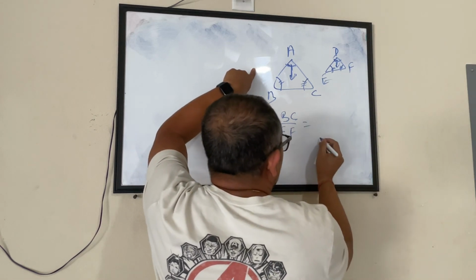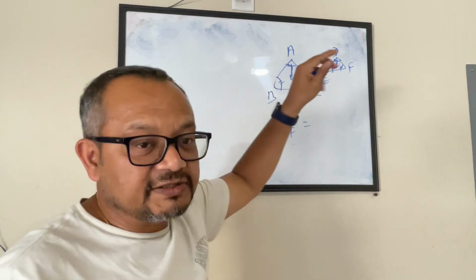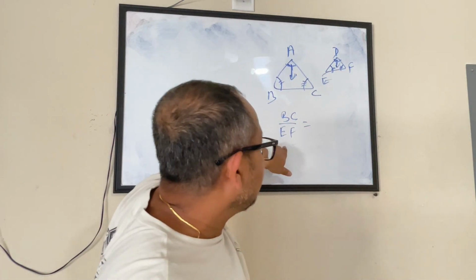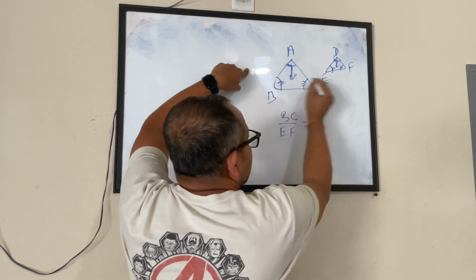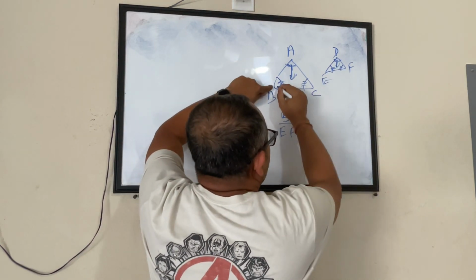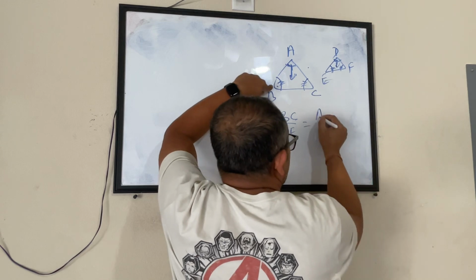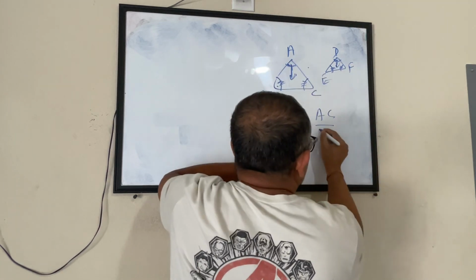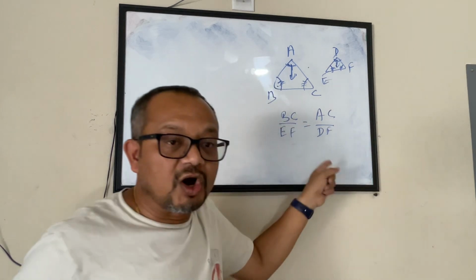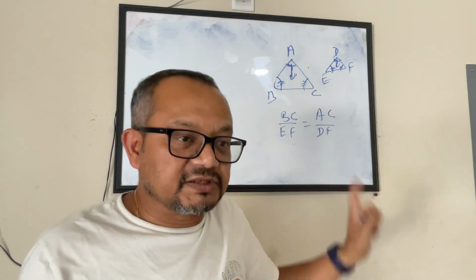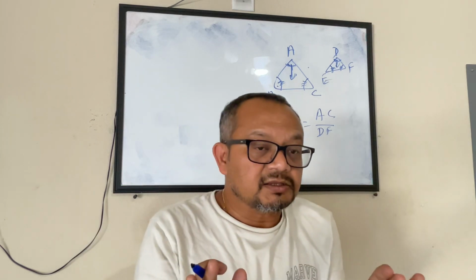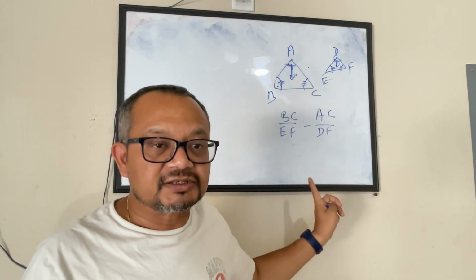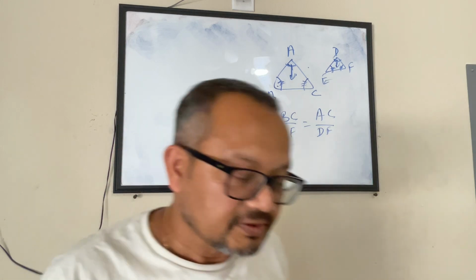Sides will be in the same proportion, meaning this angle's opposite side and the next angle, let's say this angle and this angle are the same. So the side opposite to this one is AC divided by this angle's opposite side, which is BF. This is what the property says: if you have two triangles which are similar, then you take the ratio of their sides.